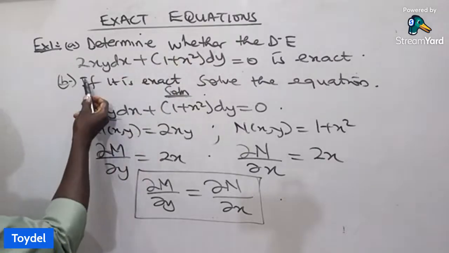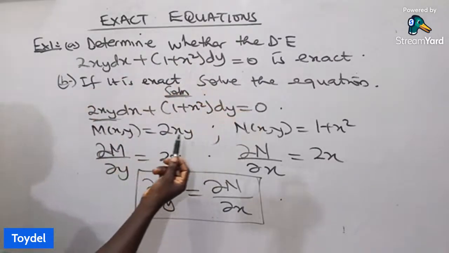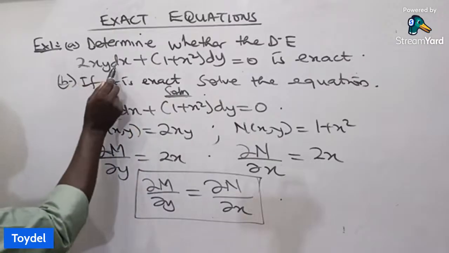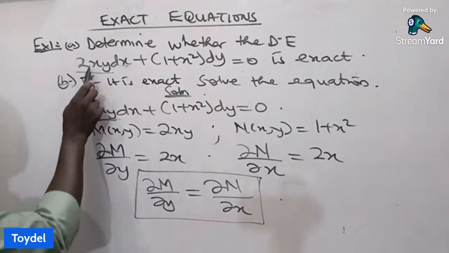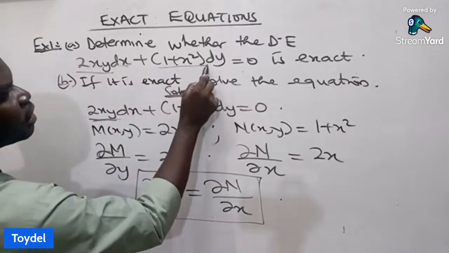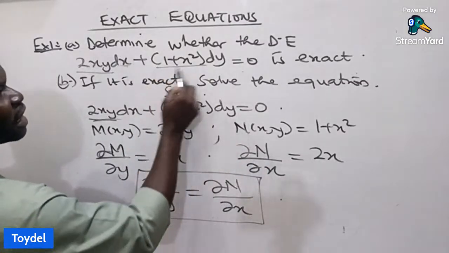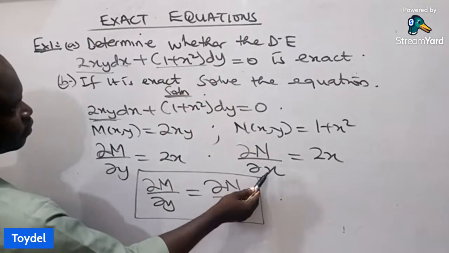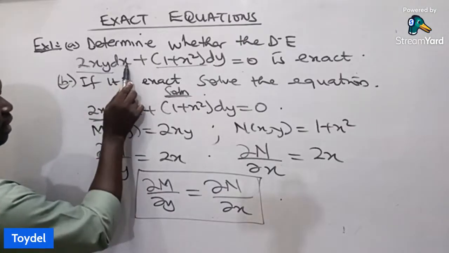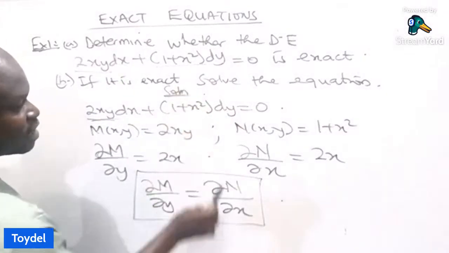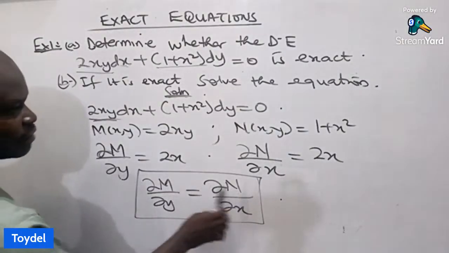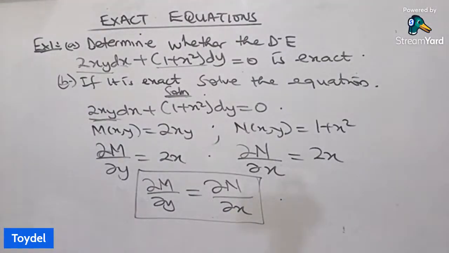We have to determine whether this differential equation is exact. What we have beside the x, we call it M, and differentiate it partially with respect to y. What we have beside the y, we call that N, and differentiate it partially with respect to x. If we are able to get the same thing, then it shows that the differential equation is exact.